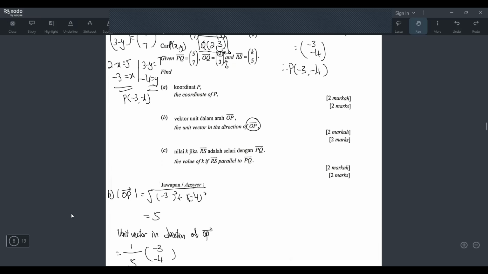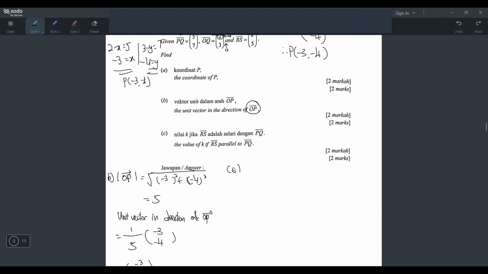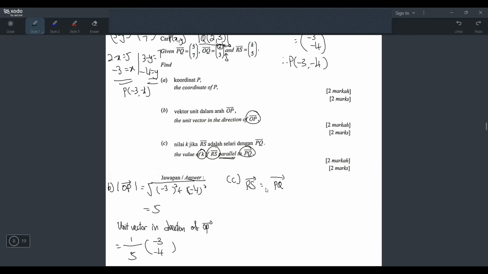Okay, let's do question C. Question C says what? Find the value of K if RS is parallel to PQ. Whenever you see the word parallel in this chapter, you will straight away take your 2 vectors and equate them, but you have to add one unknown, right? Usually I will add K, but this question don't use K because the K is already in the question. So you can add M maybe, or any other alphabet. Just make sure you don't use K because the K is already in the question. Because if you add K later, you will confuse, right? So let's use M, right?